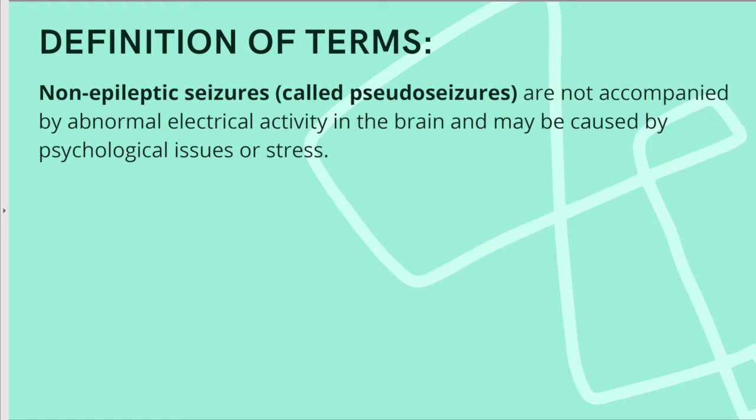So, definition of terms: non-epileptic seizures, called pseudo seizures, are not accompanied by abnormal electrical activity in the brain and may be caused by psychological issues or stress. However, non-epileptic seizures look like true seizures, which makes diagnosis more difficult. Normal EEG readings and lack of response to epileptic drugs are two clues they are not true epileptic seizures. These types of seizure may be treated with psychotherapy and psychiatric medications.